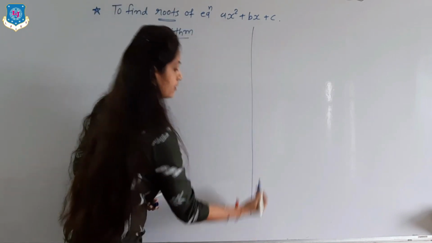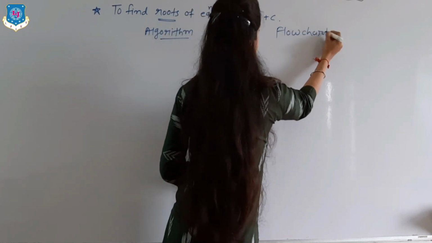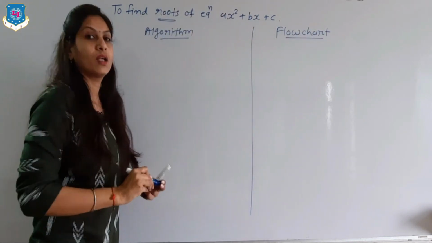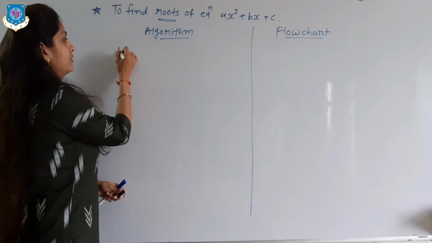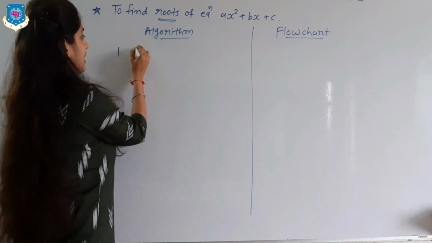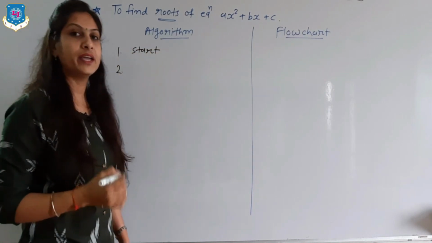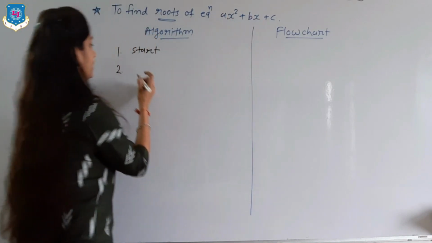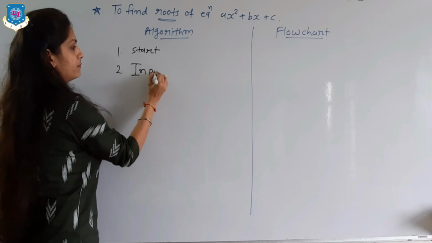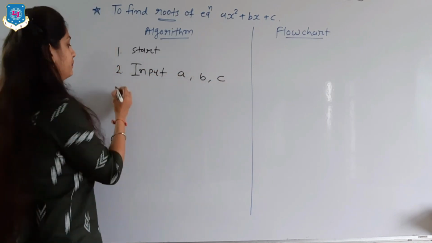And here we can draw the flow chart also. You guys know very well how to write algorithms. That is, first step is always start. Second step is input always, and here the input is a, b and c. So write down the step, that is input a, b, c.